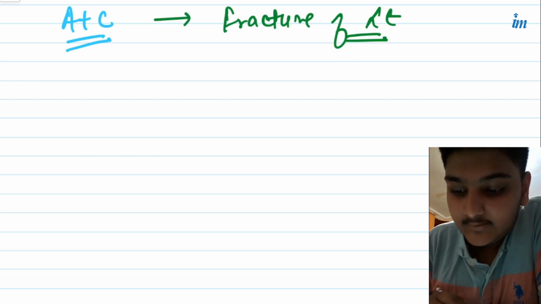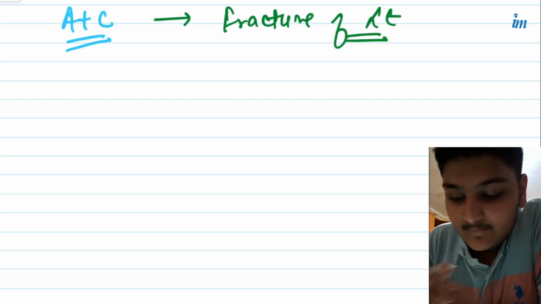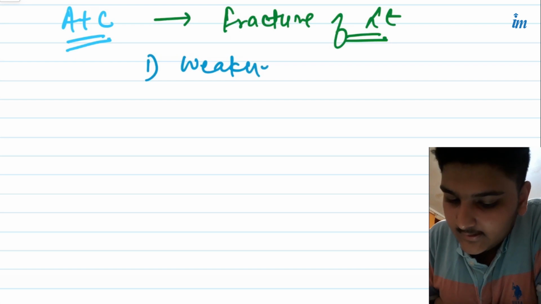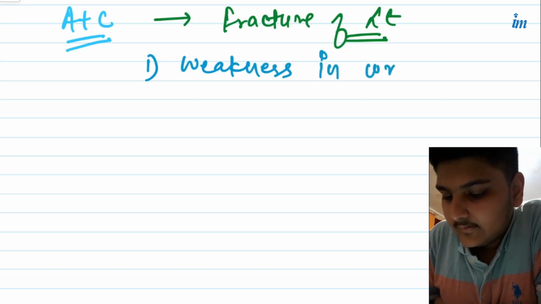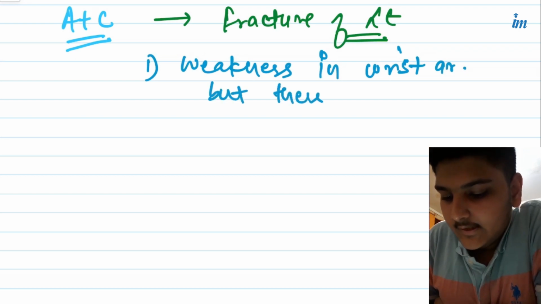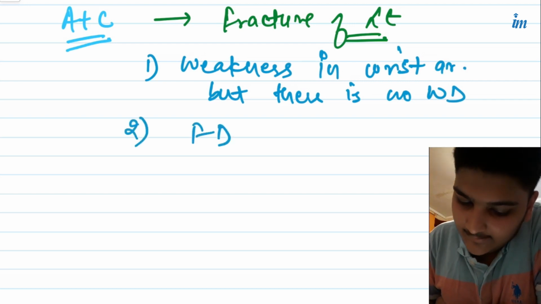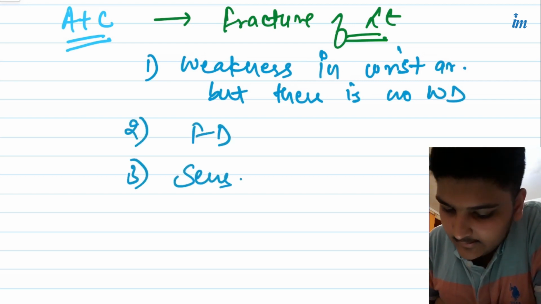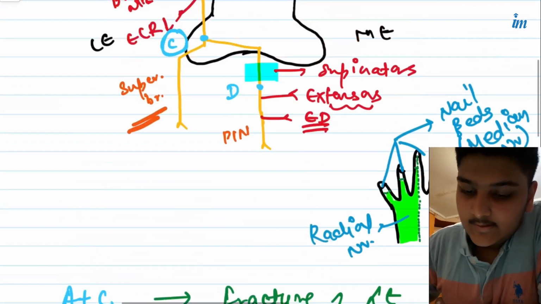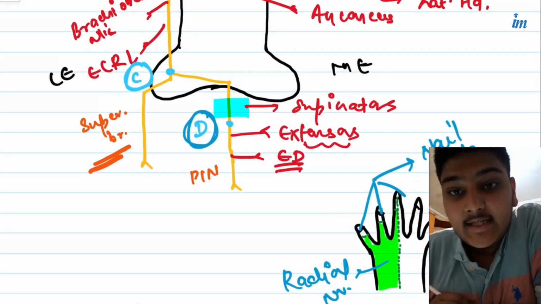So at C, that is in front of the lateral epicondyle, there will be complete extension. There is no problem in extension. What will be the manifestations then? Weakness in the wrist area, but there is no wrist drop. Second, there will be finger drop and there will be sensory loss.